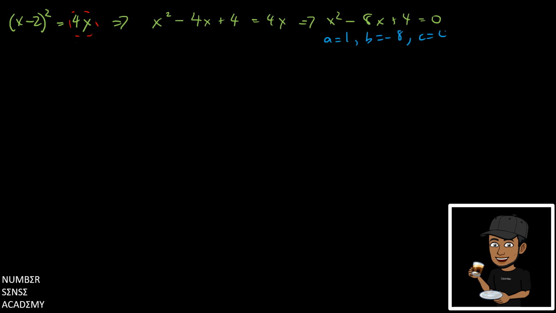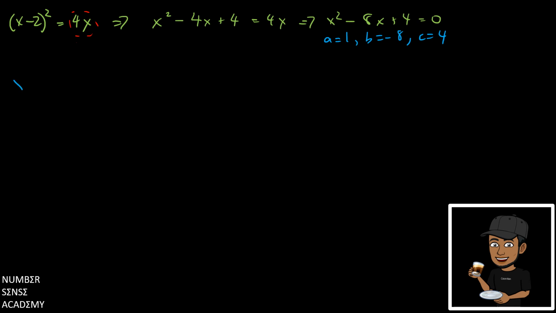But let me just solve this real quick. So this is going to become x squared minus 4x plus 4 is equal to 4x, and this becomes x squared minus 8x plus 4 equals 0. And then from this, I know that a is equal to 1, b is equal to negative 8, and c is equal to 4. So those I'm going to plug into my equation.